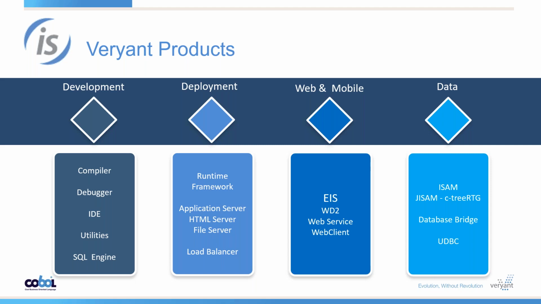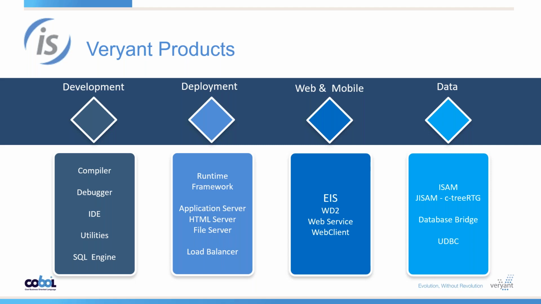For deployment, we have a runtime framework, which is a set of Java jar files that is needed by the Java runtime to run the compiled classes. A set of servers, including an application server to run in the client server or distributed environment. This uses multi-threaded processing to keep your files stable and for high performance. And for a very large number of users, we have a load balancer to balance the processing over several servers.